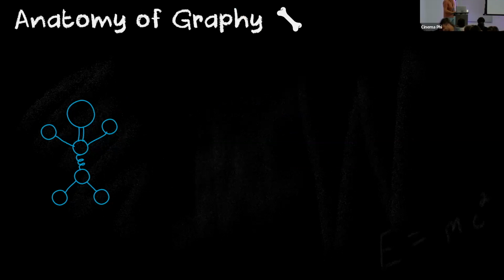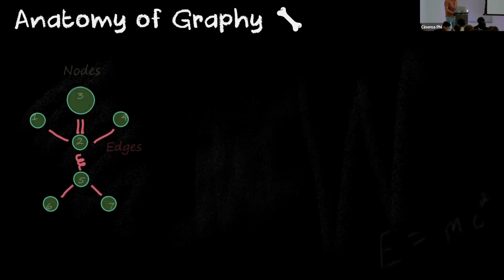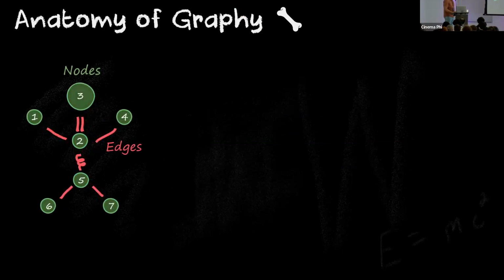So let's first look at the anatomy of Graphy. Graphy is composed of nodes and edges. In green, you can see the nodes, and in red, you can see the edges. And they each have a different number that is assigned to these nodes.